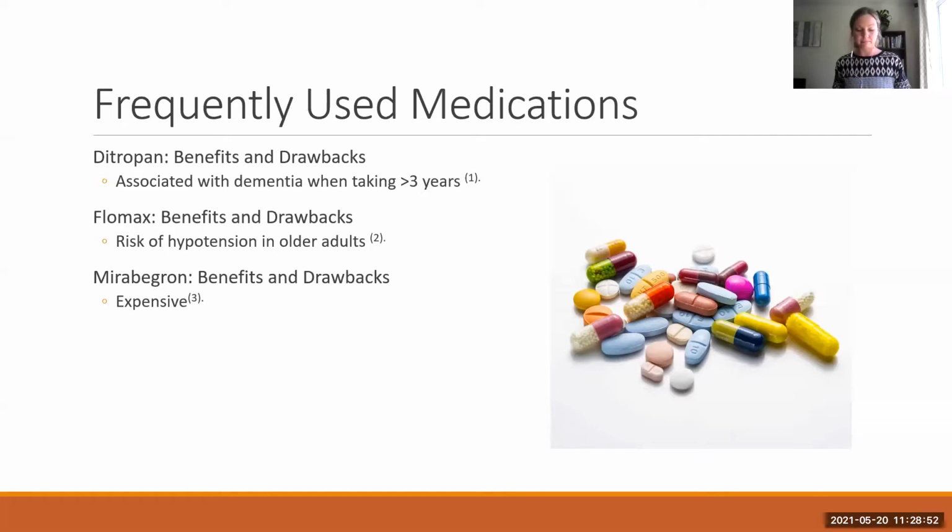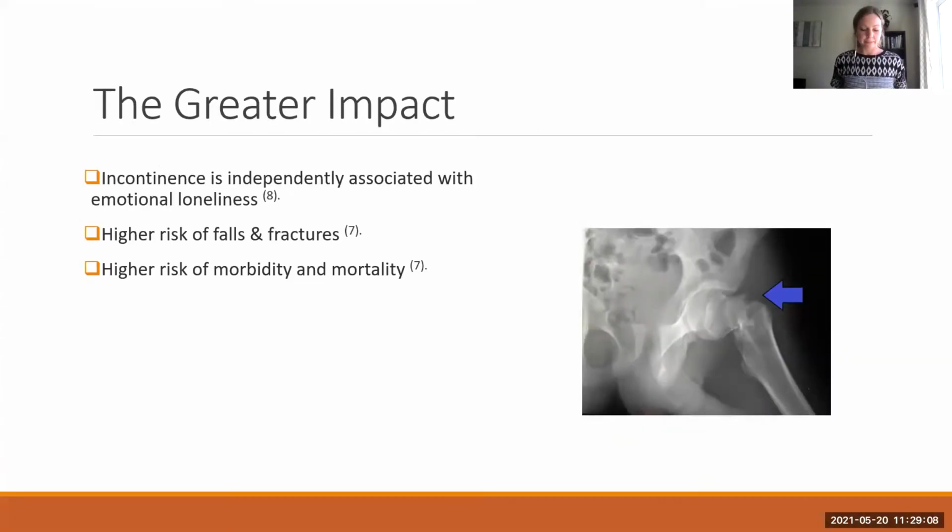So medicine is making changes, trying to adjust with the loss of ditropan. They have this new drug, mirabegron, but it's expensive, so it's just really not widely used at all. All right, the greater impact. This is an important slide.